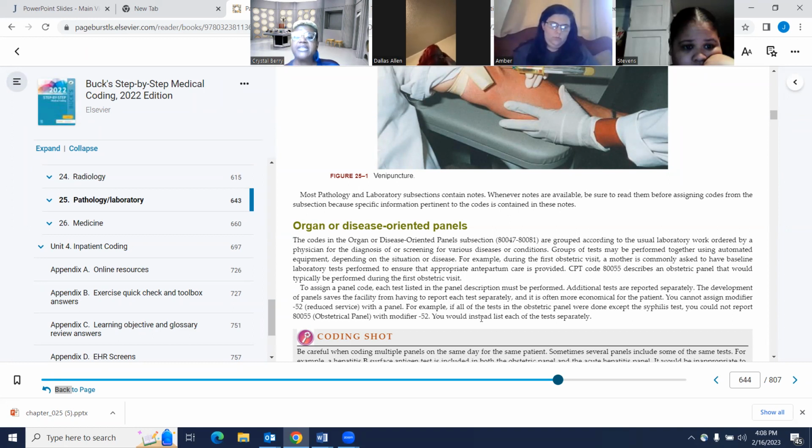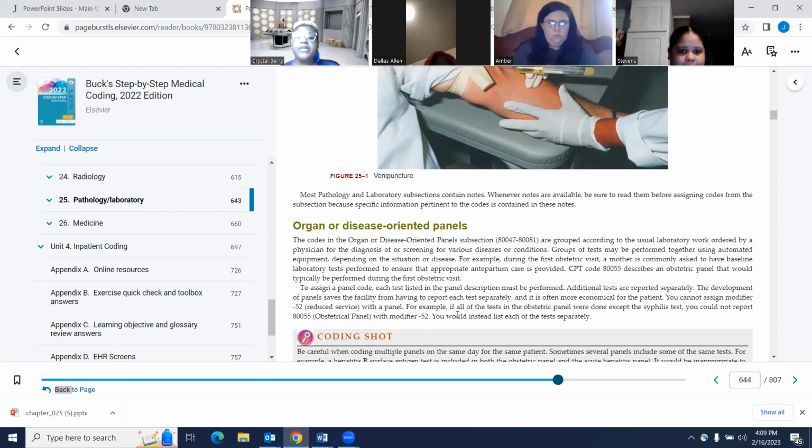the patient. You cannot assign modifier 52. This is on your test. You cannot assign modifier 52, reduced service, with a panel. Make sure you're highlighting this. This is on the test. This probably is a true false. I might have on there, you can assign modifier 52 with a panel, but it says here, you cannot assign modifier 52, which is a reduced service, with a panel. So if you're doing a blood panel, which is multiple services, you cannot apply a modifier.